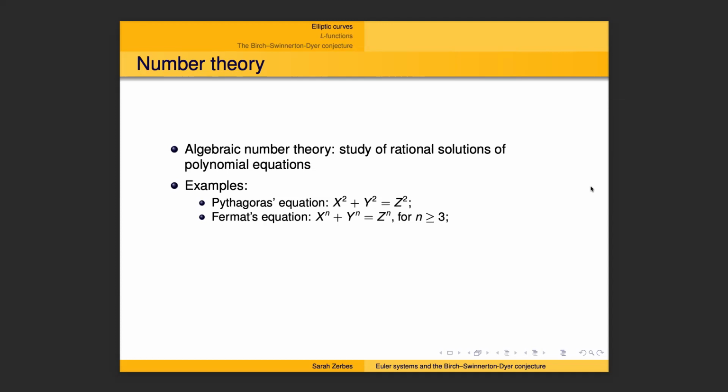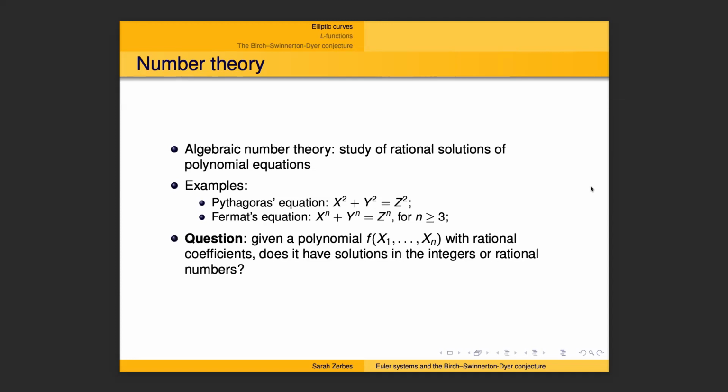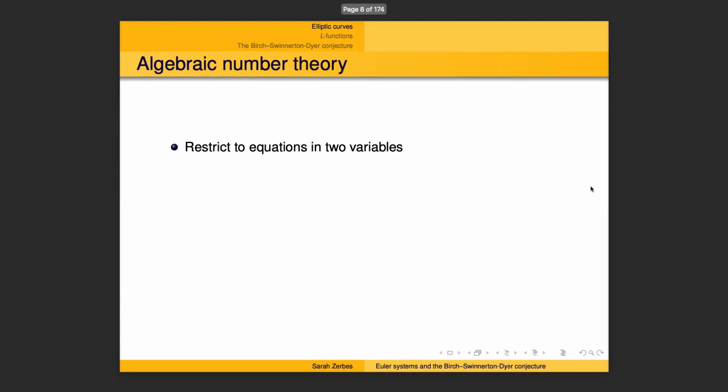which satisfy that equation. So the general question is, given a polynomial with rational coefficients in n variables, does it have solutions in the integers or the rational numbers? Let us first specialize to equations in two variables. It turns out that this case is already fairly complicated. Linear and quadratic equations are well understood, and in fact, they were already well understood 2000 years ago, thanks to the work of Diophantus of Alexandria.